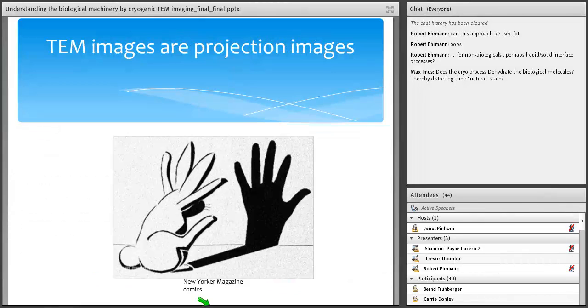So the biggest thing about TEM images is that they're a projection. And I love this cartoon from the New Yorker because it shows a rabbit that now has a projection image that looks like a hand. That's the problem with what we're doing, is that we really don't know three-dimensionally at the beginning what our molecules look like. So we have to be very careful that we don't reconstruct a hand from the projection of a rabbit. Nice picture. I like that one, yes.